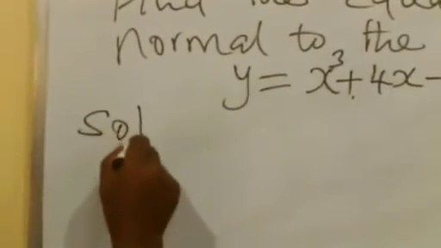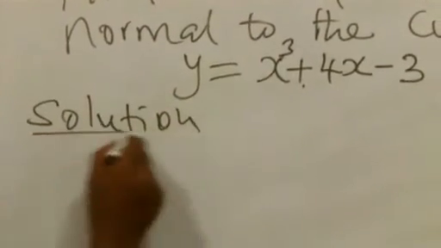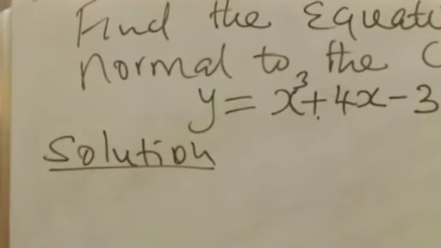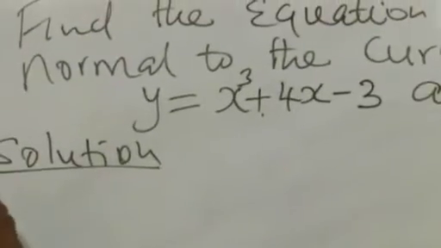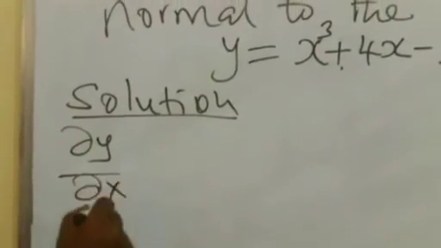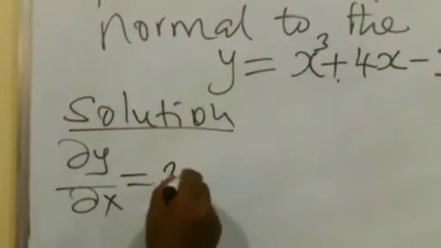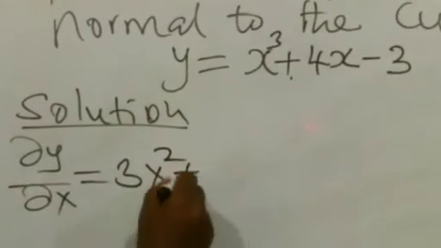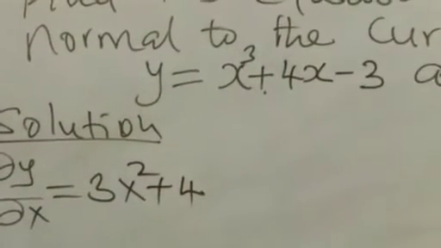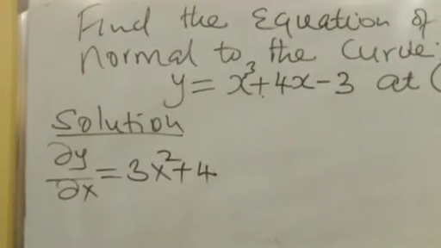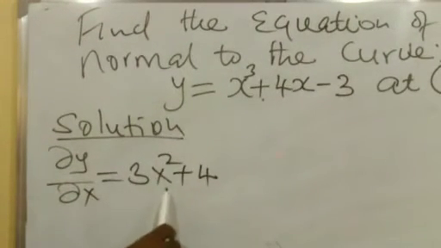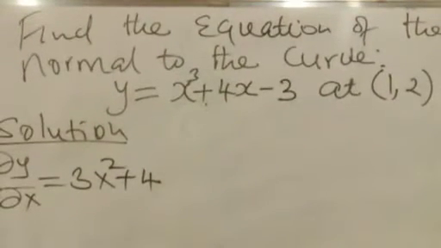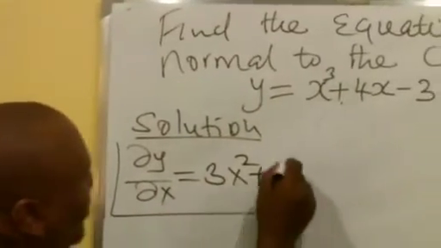Solution. Find the gradient function, and we get the gradient function by differentiating the equation given. So dy over dx equals 3x squared plus 4. The gradient function is 3x squared plus 4.